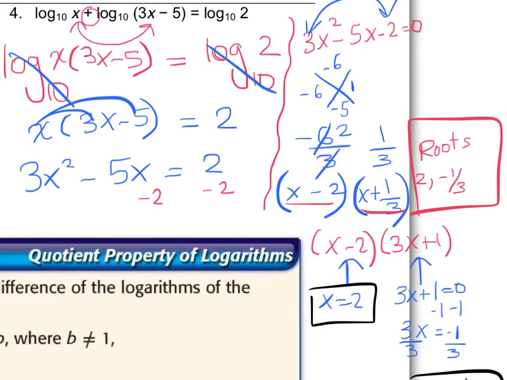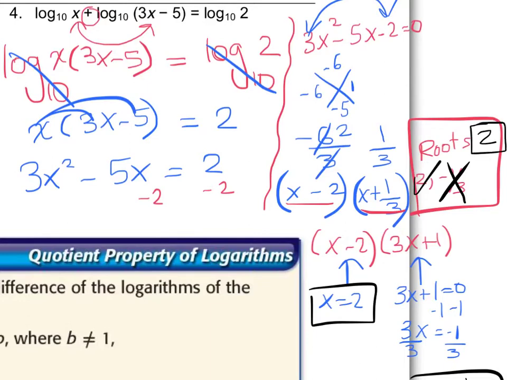Now remember, you have to check if it makes sense. Having 2 here makes sense because you can have a positive in the log. 3 times 2 is 6, minus 5 is 1, so it looks good. It's giving me positive answers. Now let's try -1/3. Log of -1/3, remember, you can never have a negative or a 0 inside a log. So this is not acceptable, and we call it an extraneous solution. So the only value is 2.